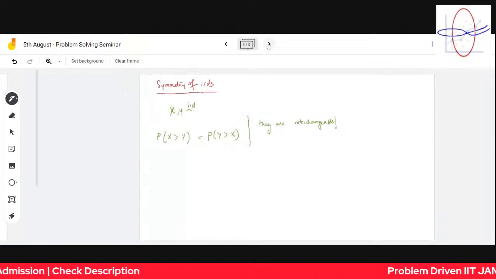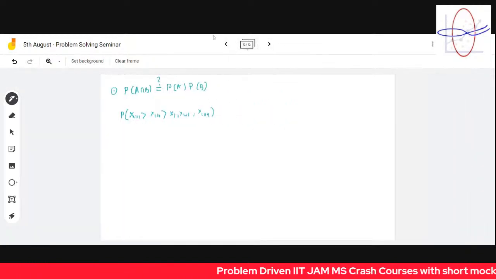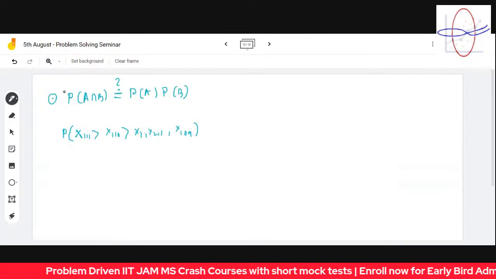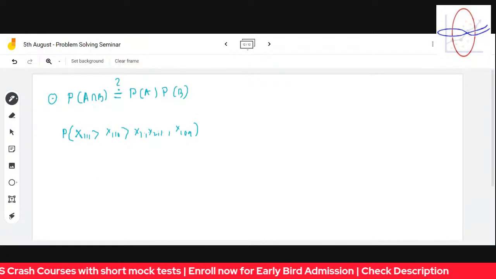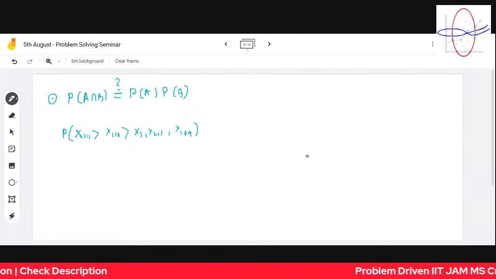Okay, so let's try to solve this problem, whether this is independent or not. So we need to find this probability. So how do you find it? We need to now use the property of exchangeability, this symmetry of random variables. Let's check it out. How do we do this?